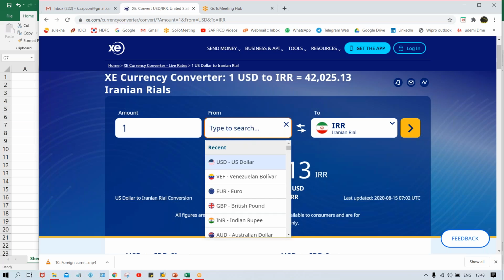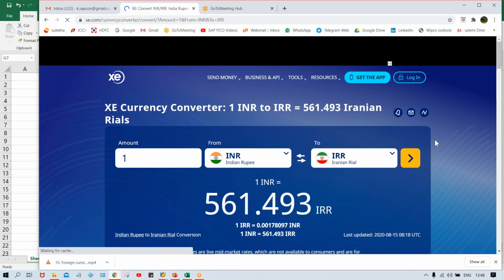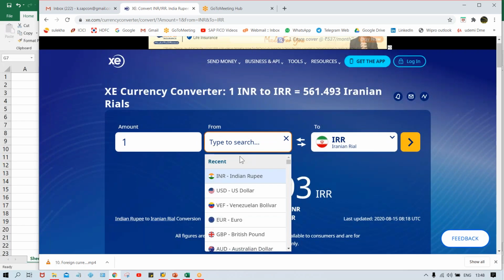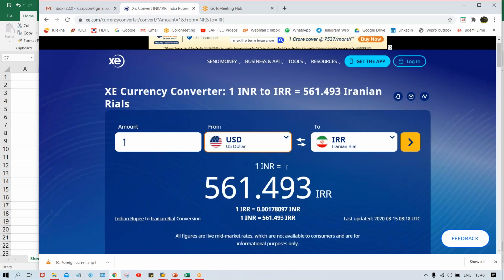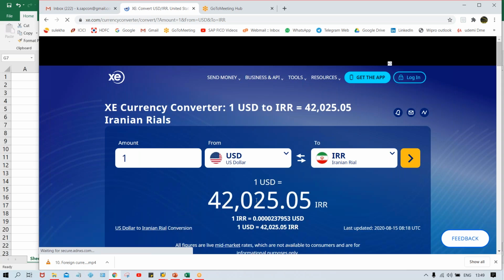1 INR equals how many Iranian rial? Let me check. So it is 561. 561 can be maintained easily. Instead of 561, we can maintain it easily in SAP. But if you talk about USD, guys, this is not possible. This USD versus IRR, if we are going to maintain this rate, then this rate is very high.